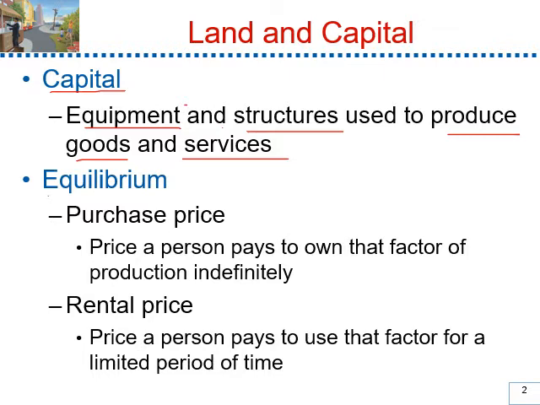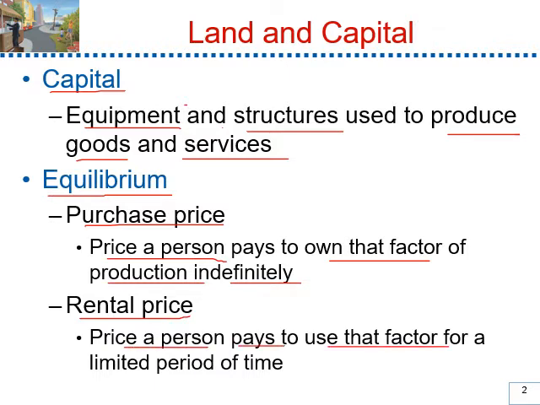So, how about the equilibrium? At the equilibrium, the purchase price is the price a person pays to own the factor of production indefinitely. The rental price, on the other hand, is the price a person pays to use that factor for a limited period of time.